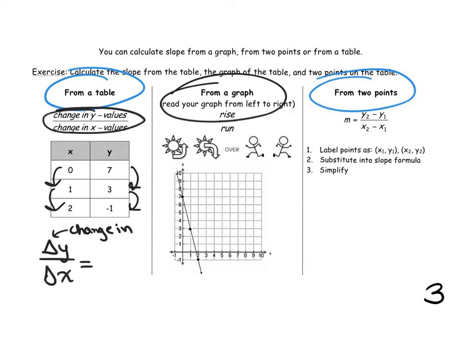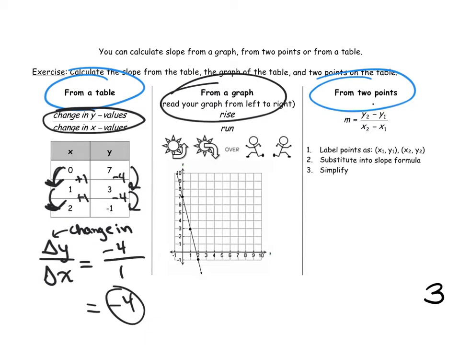So the change in y here, to go from 7 to 3, we subtracted 4. To go from 3 to -1, we subtract 4. So the change in y is -4. Over, to go from 0 to 1, we added 1. From 1 to 2, we added 1. So my slope would be -4. That's just looking at it from a table.